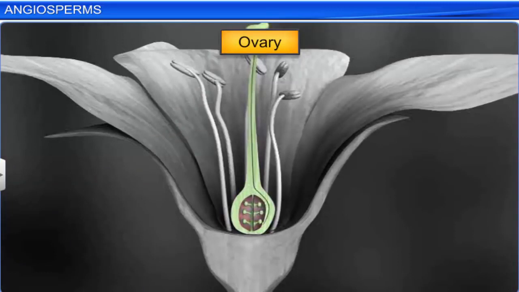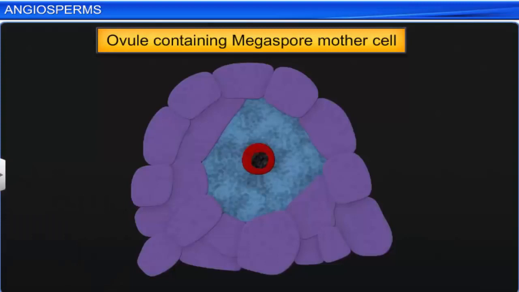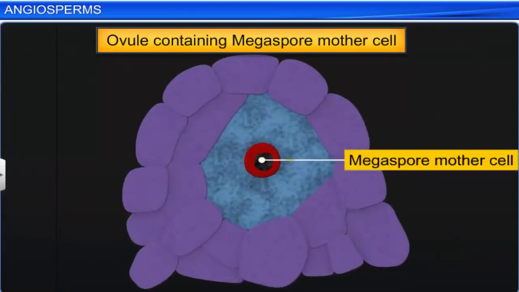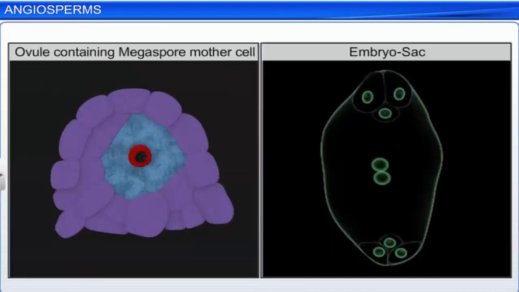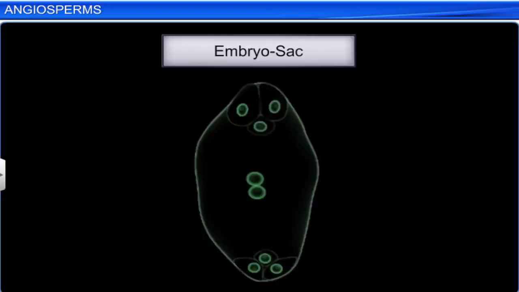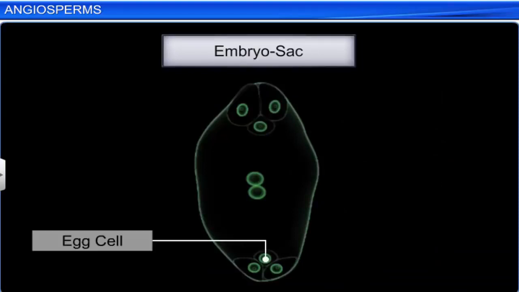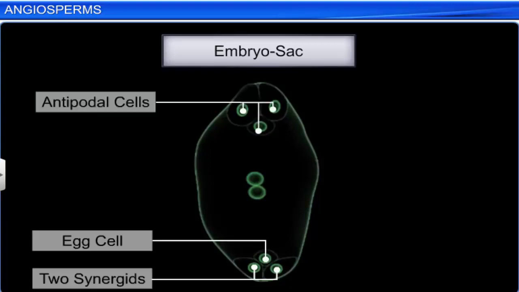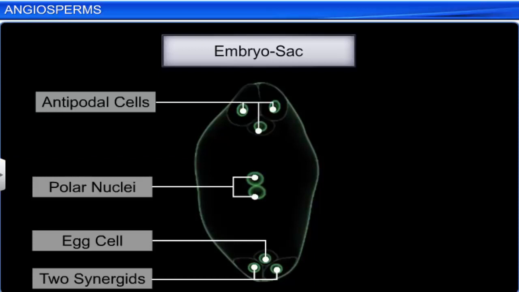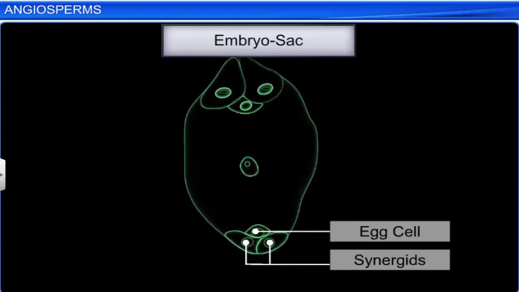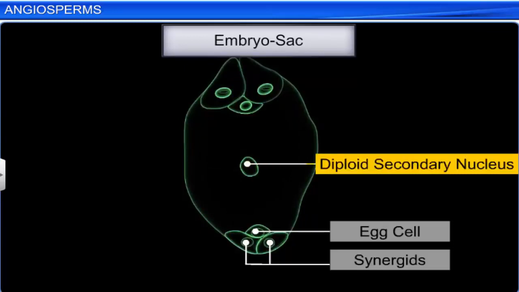The ovules or the megasporangia are present inside the ovary. These ovules contain the megaspore mother cell, which, following meiosis, develops into the haploid female gametophyte called the embryo sac. The embryo sac has a three-celled egg apparatus consisting of one egg cell and two synergids, along with three antipodal cells and two polar nuclei.